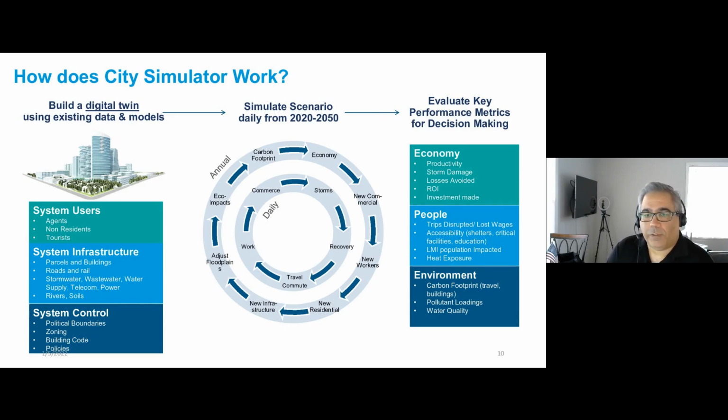On the right side of the chart, you can see that as we do the simulation, we're evaluating key performance metrics. These focus on the triple bottom line of economy, people, and environment. So we're measuring specific metrics like how many people were disrupted from going to work, how many people are impacted by heat exposure, how much storm damage is occurring, and when we're adding in adaptation and mitigation, what's the return on investment of doing those, and so on. In the environment, we're evaluating carbon footprint both for buildings and for vehicles, pollutant loadings in streams, and so on. This is just a partial list. There's actually a lot of metrics that we evaluate.